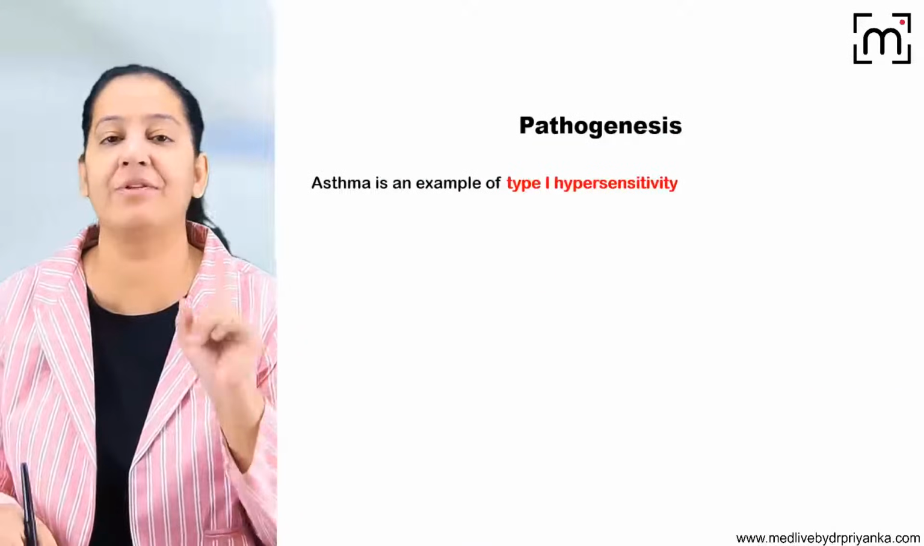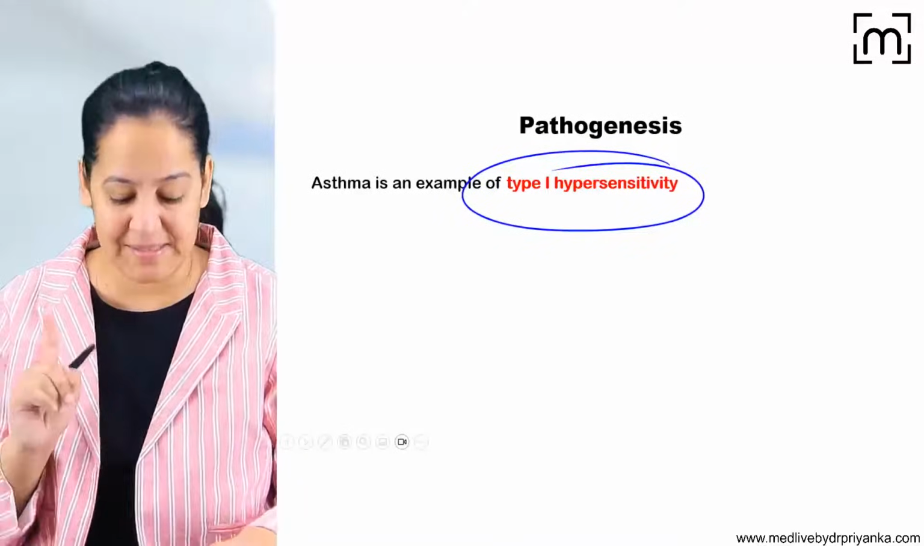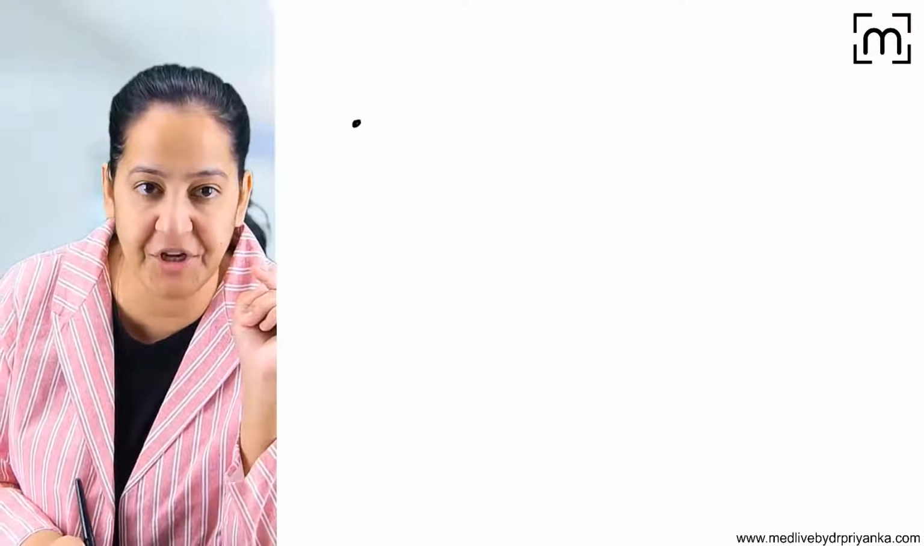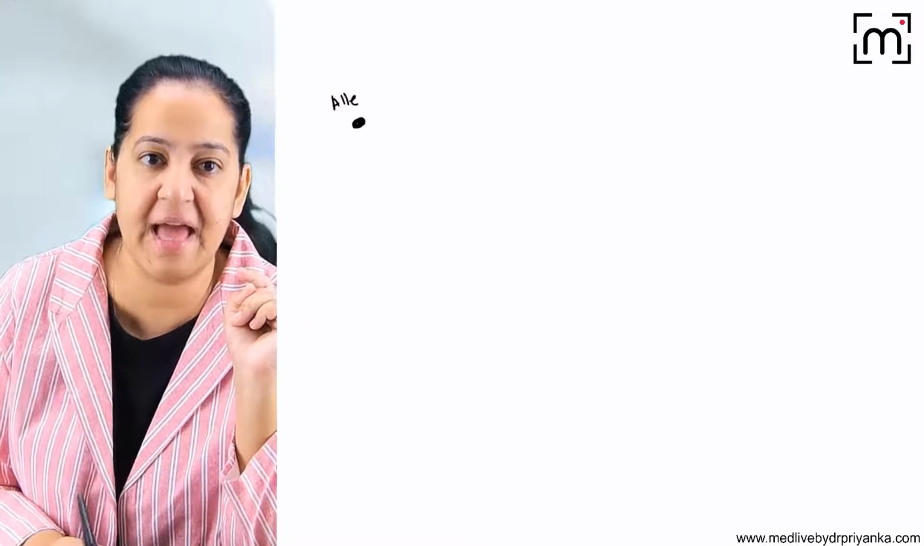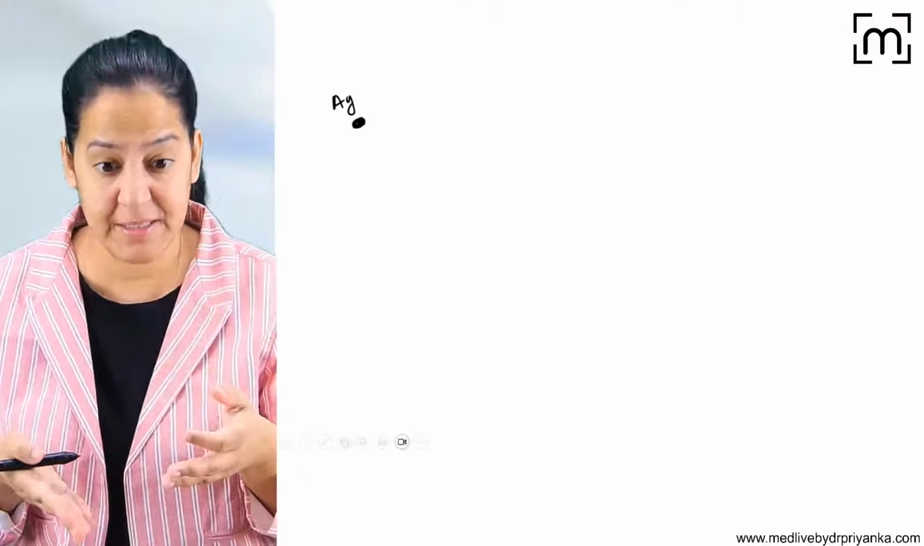What is the pathogenesis? Pathogenesis is type 1 hypersensitivity. So let me explain the complete pathogenesis in a diagram. I will draw the diagram, then I will show you the flow chart. So this is the allergen. The allergen is different for different people. As soon as the allergen, this antigen, comes in contact with the person.